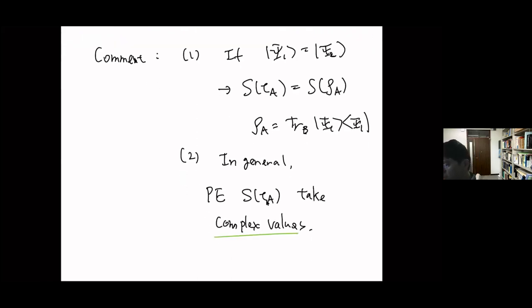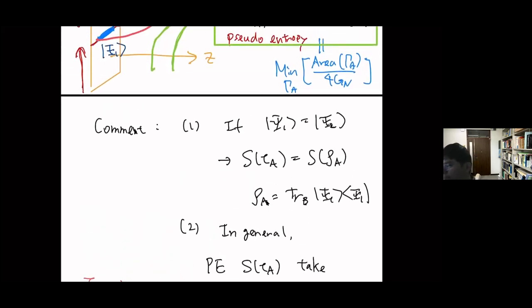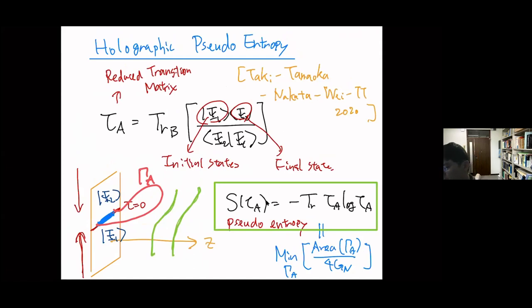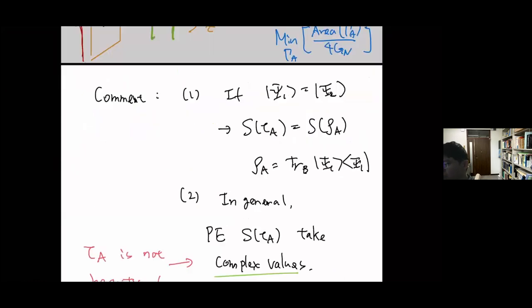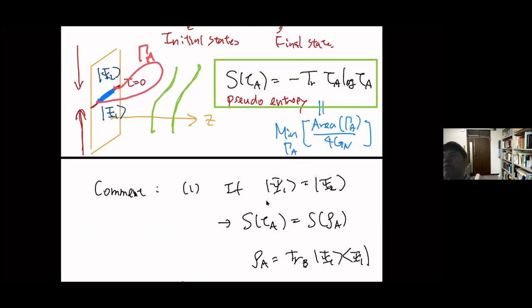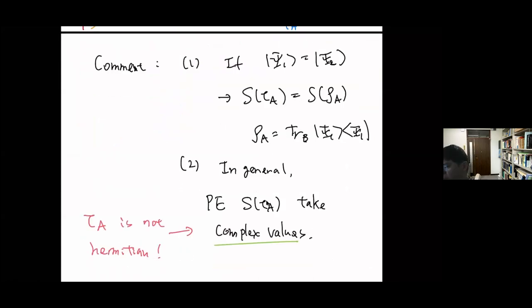The reason for the complex value is very simple: tau A is not Hermitian. So even though it looks like the von Neumann entropy, this quantity in general takes a complex value. Nevertheless, because of this special setup of holography, or if we describe a quantum state by using a Euclidean path integral, the Euclidean path integral is real valued if the external fields are all real. So that gives a real valued entropy, and that's of course consistent with the holographic calculation, because area is always positive and real. But in more general cases, it can take complex values.